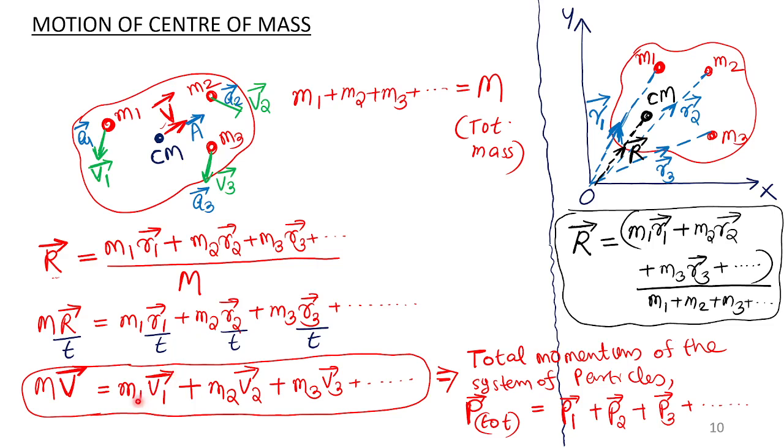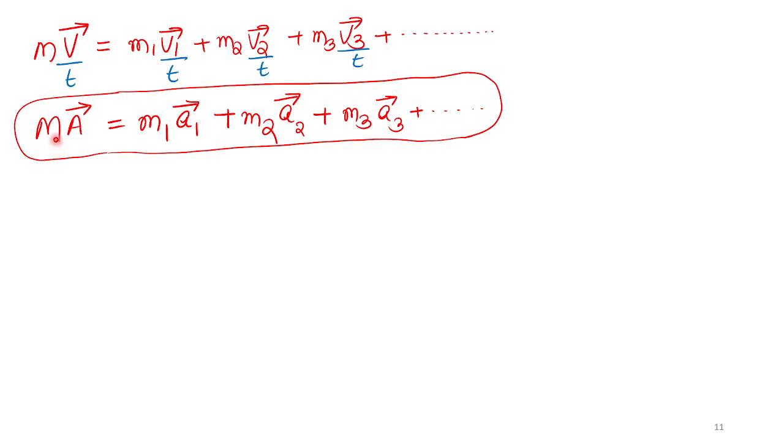If there are any numerical questions, first of all you write the formula. Capital letter M can be taken to the other side. Then you can substitute. So MA equal to M1 A1 plus M2 A2 plus M3 A3. What is the meaning of this equation?